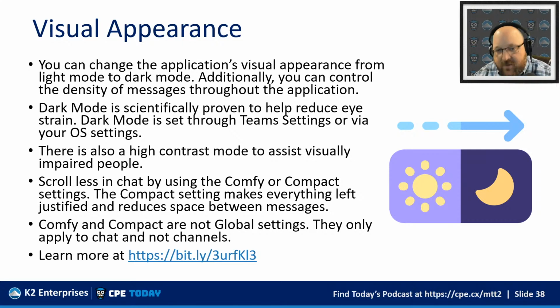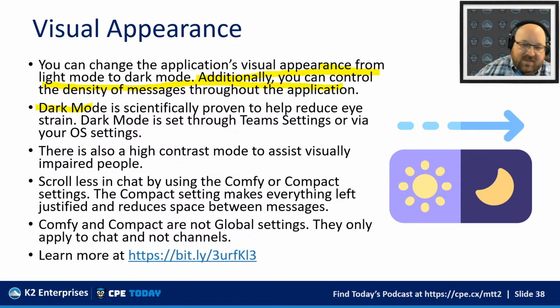You should know, though, you can change the light mode to dark mode. You can change the standard message spacing to what they call compact mode, which is going to allow you to see more messages in the same amount of space. So you can control the density of the messages as well as the look and feel of the application through the settings panel. Now, personally, I'm a big fan of dark mode.